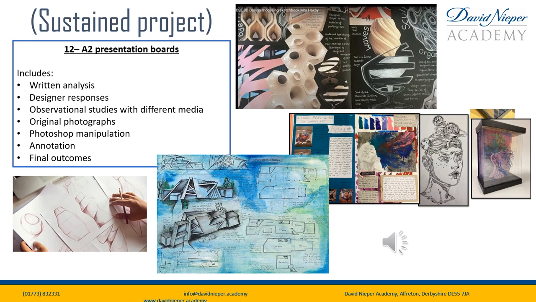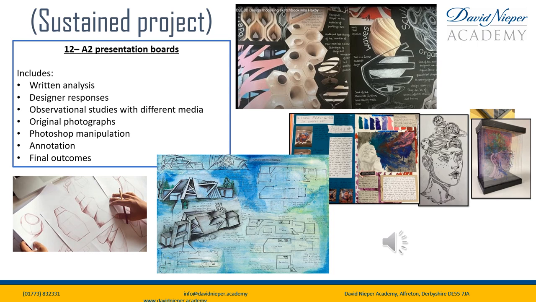The sustained project in year 10 and 11 is much longer and larger than the supporting project. So it really needs to be something that really takes your interest and inspires you. And you are looking at producing work which will go on to 12 A2 presentation boards. There are lots of these up in the art rooms if you want to go and have a look what that looks like in terms of the quantity of work that needs to be produced. Other than that, it is looking at a full sketchbook, normally a full A3 sketchbook of your work. These include similar things, so written analysis, designer responses, observational drawings, photographs, manipulation, obviously model making and photographing your journey, and annotations and final outcomes.